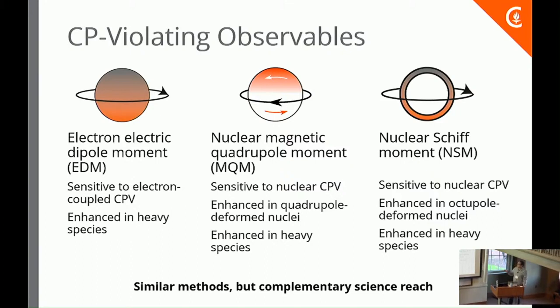The electron EDM is only sensitive to things that couple to the electron. The nuclear moments are sensitive to things that couple in the nucleus, like to quarks or to pions or the strong force. They're all enhanced in heavy species. And these nuclear effects are enhanced in deformed nuclei, either with a quadrupole or an octupole deformation. But the methods that you use to look for these generally are very similar. Like people usually just call all of these EDM experiments because the way they proceed is almost identical. But they have very complementary science reach in terms of looking at sort of leptonic versus hadronic symmetry violations.